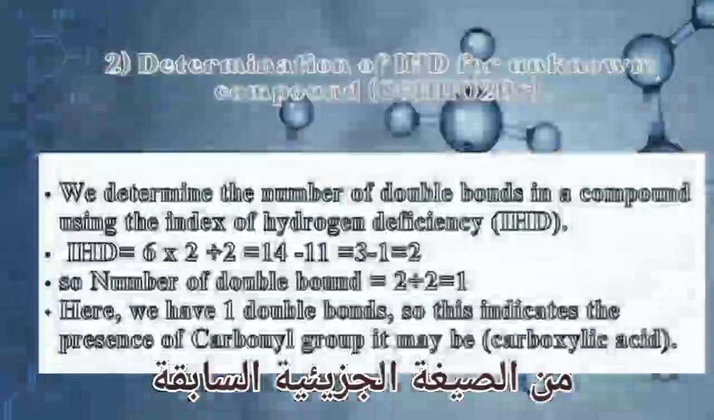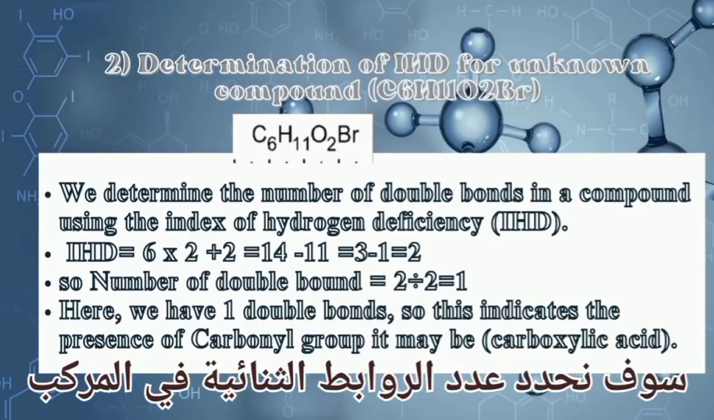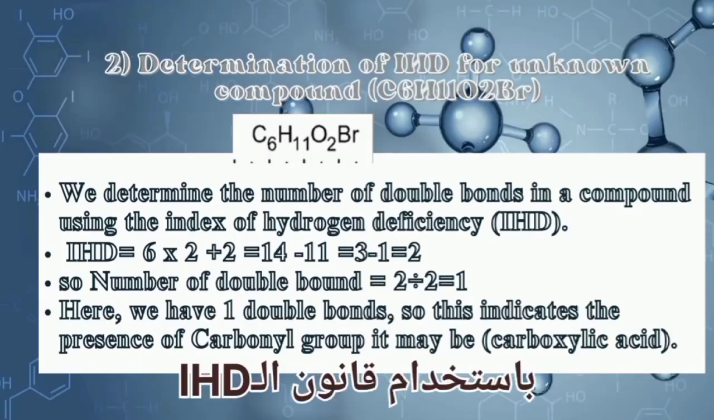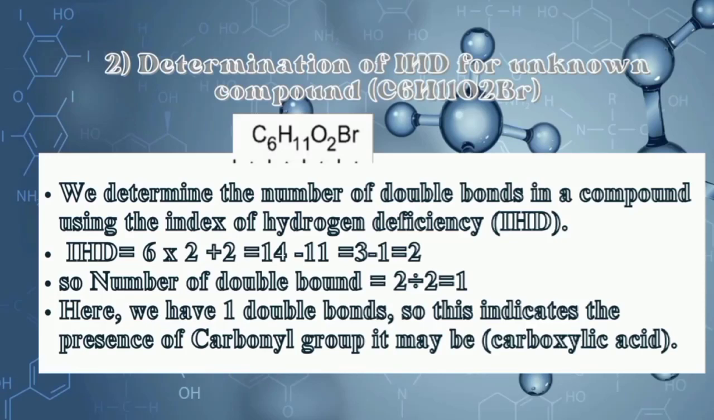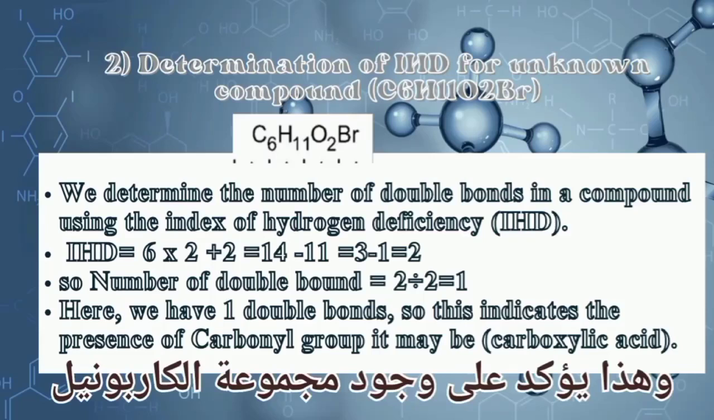From the molecular formula shown in the mass spectrum, we determine the number of double bonds in the compound using the index of hydrogen deficiency as follows. IHD equals (6 times 2 plus 2 minus 11 minus 1) divided by 2, which equals 2. So the number of double bonds equals 2 divided by 2, which equals 1. We have 1 double bond, so this indicates the presence of a carbonyl group. It may be a carboxylic acid.